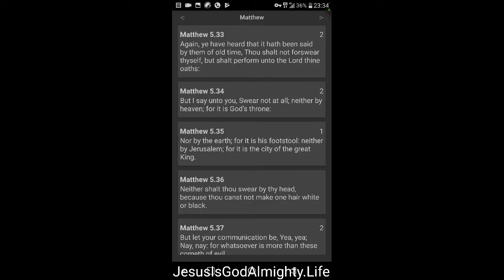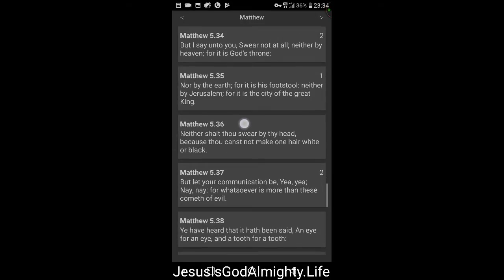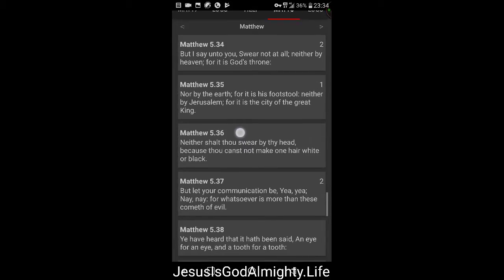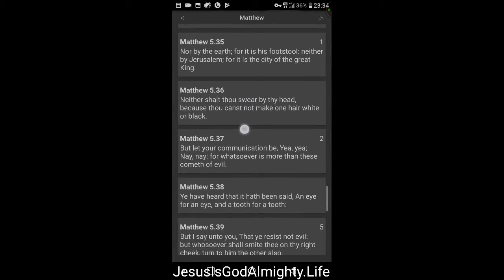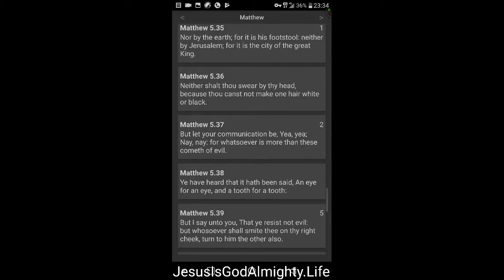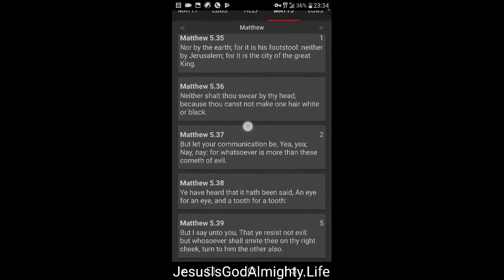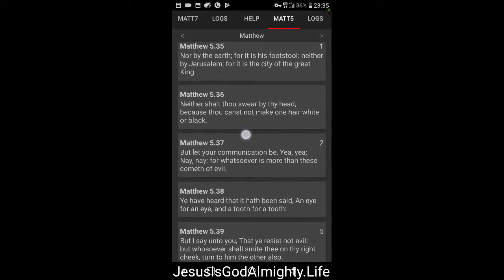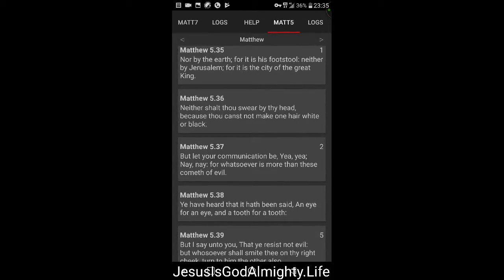Again, ye have heard that it had been said by them of old time, thou shalt not forswear thyself, but shalt perform unto the Lord thine oath. And then Jesus says, but I say unto you, swear not at all, neither by heaven, for it is God's throne, nor by the earth, for it is his footstool, neither by Jerusalem, for it is the city of the great King. So Jesus says we shouldn't swear. But of course, people will use Paul to say, oh, it's okay because Paul did it. I'm not sure if I still have the documents on that.